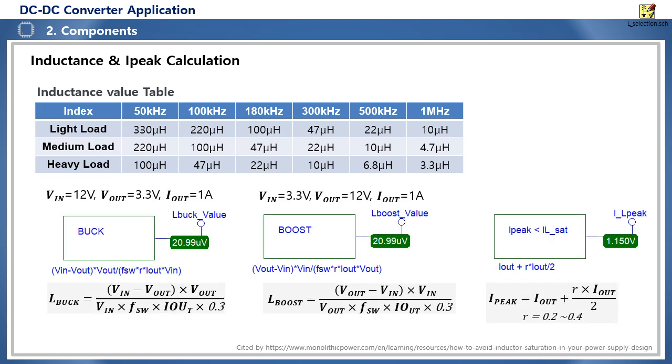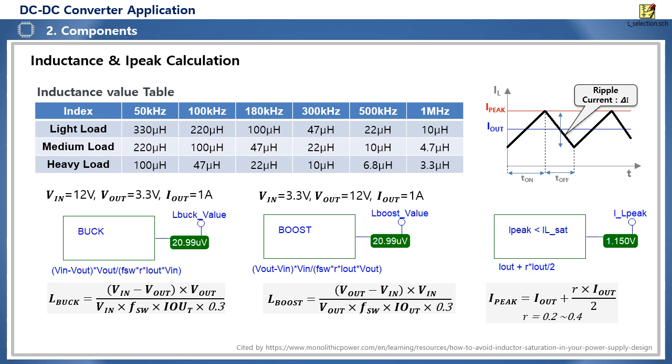I calculated the inductance values for a buck converter with 12 volts input, 3.3 volts output, 1 amp output current, and a switching frequency of 380 kHz. And a boost converter with 3.3 volts input, 12 volts output, 1 amp output current, and a switching frequency of 380 kHz. Both come out to 21 microhenries. You can get results similar to the values in the table.